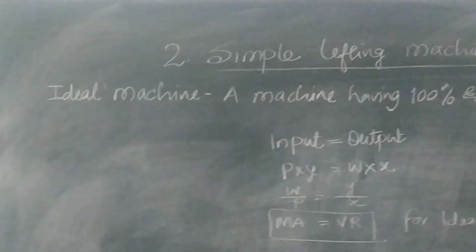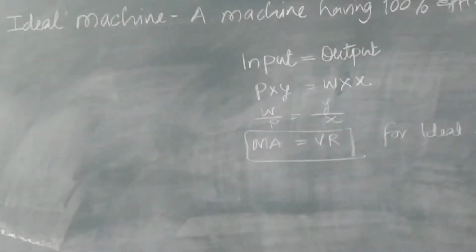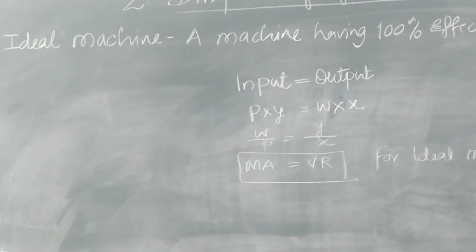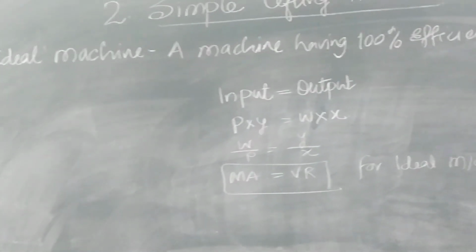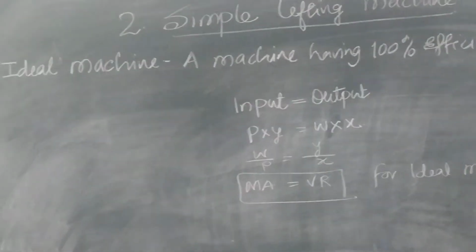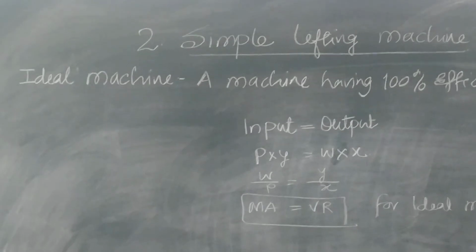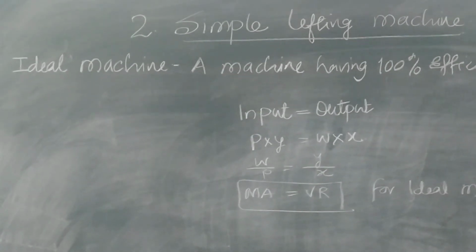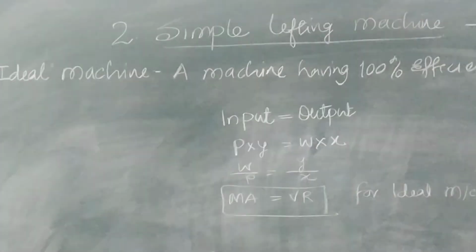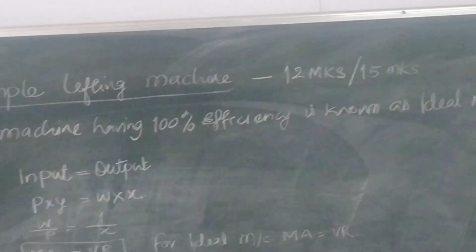Let us study one more concept, ideal machine. In an ideal machine, friction and other losses are 0. That means if the efficiency of the machine is 100%, that is when the output is equal to input, the machine is called an ideal or perfect machine. First, remember that such a machine does not exist. This is a very ideal situation because for every machine there are losses such as friction losses. So, a machine having 100% efficiency is known as an ideal machine.